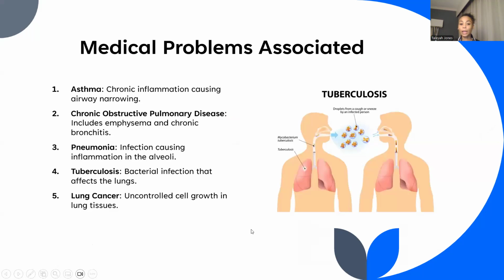Then we have medical problems associated. We have asthma, which is chronic inflammation causing airway narrowing, basically making it hard to breathe. We have chronic obstructive pulmonary disease, which includes emphysema and chronic bronchitis. Then we have pneumonia, an infection causing inflammation in the alveoli. And then we have tuberculosis, which is a bacterial infection that affects the lungs. And then we have lung cancer, which is uncontrolled cell growth in the lung tissues.